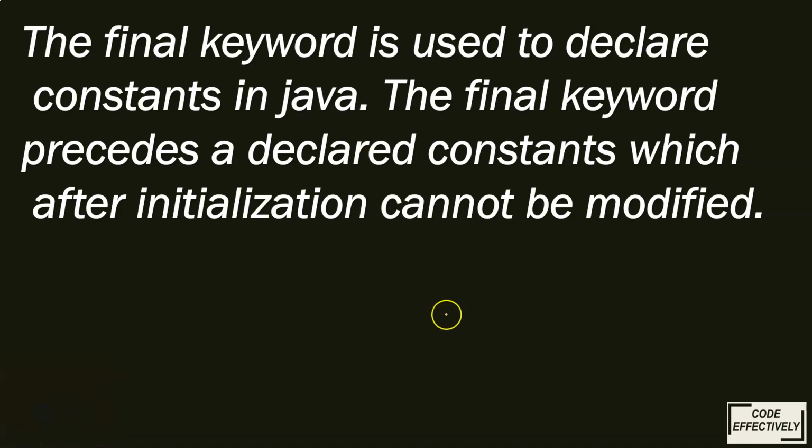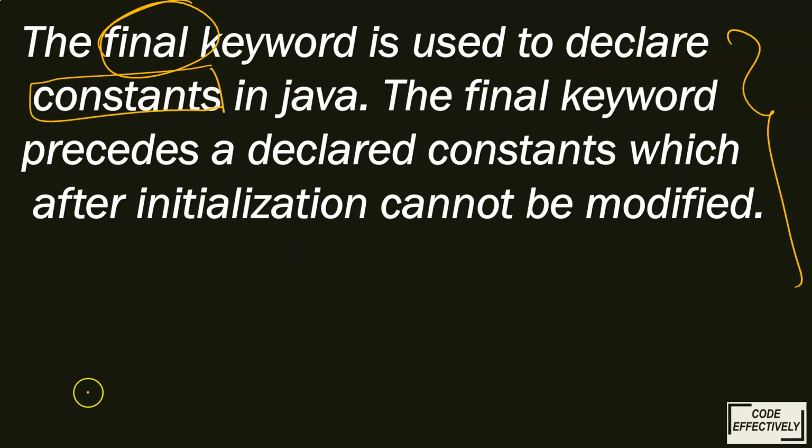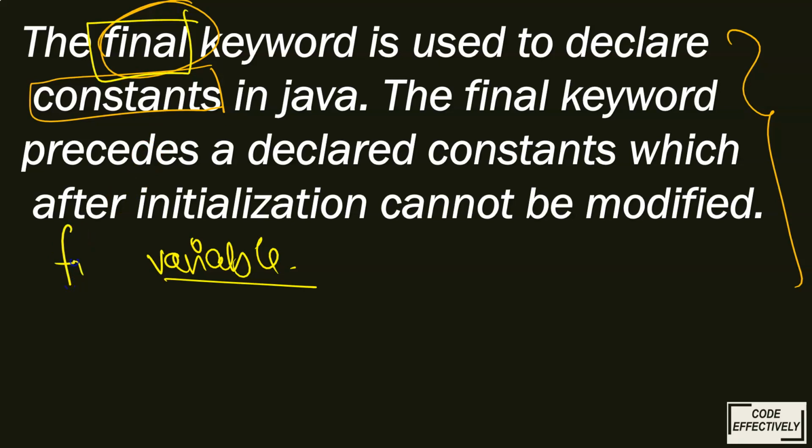Now let me explain this entire definition in simple layman language. Whenever we use the final keyword in front of any variable, that variable is defined as a constant, which means the value of that variable cannot be changed, because we know that variable values normally change during the program. But whenever we define it with the word final, it means it is a constant value. It will never change.